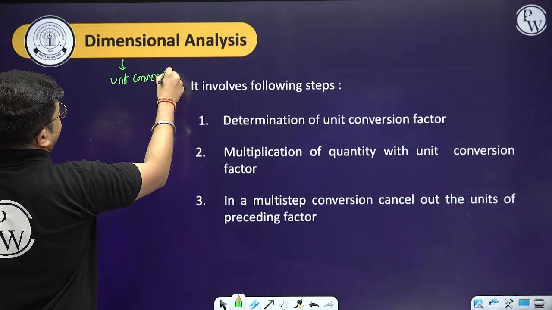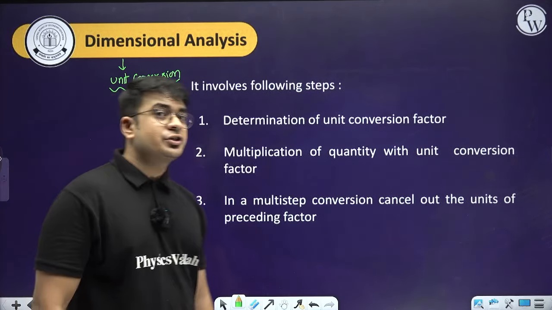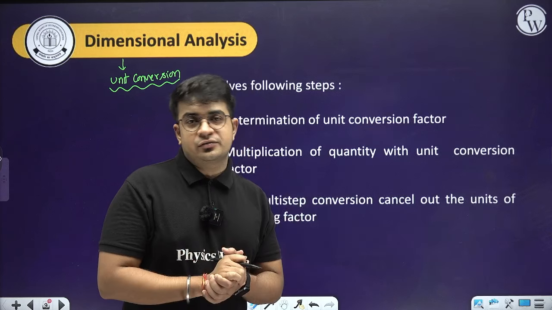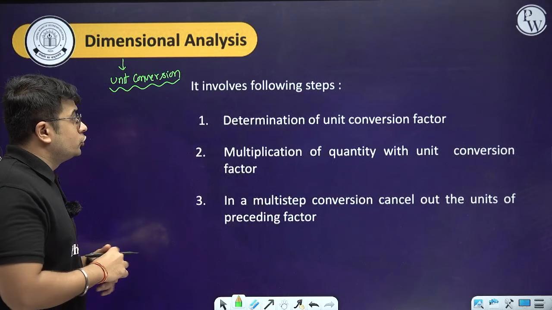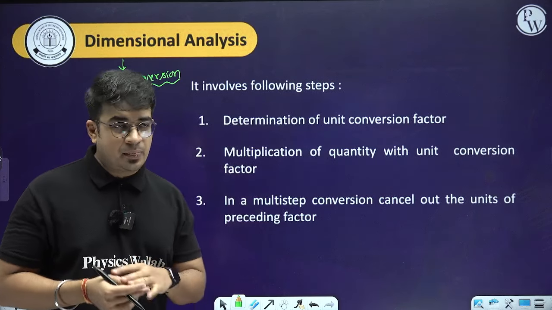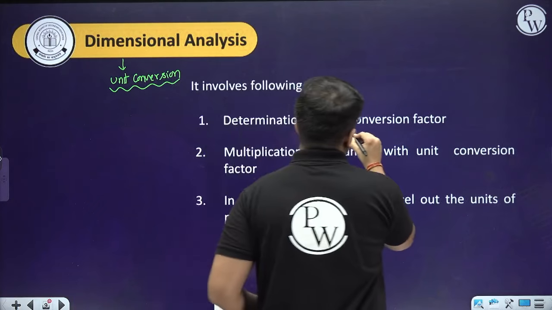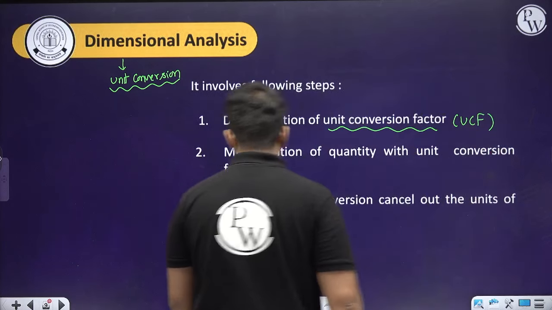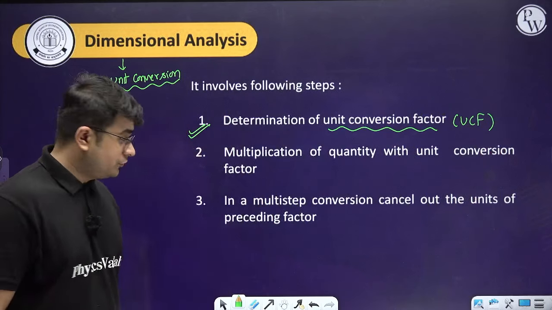Because in chemistry most of the students are very confused about unit conversions. So let me tell you a very simple thing, how you can convert one unit into another with the help of a very simple formulation. You just have to remember three simple steps. First part is determination of the unit conversion factor. This is the most important part. What is this UCF, unit conversion factor? First of all, you have to determine the unit conversion factor.